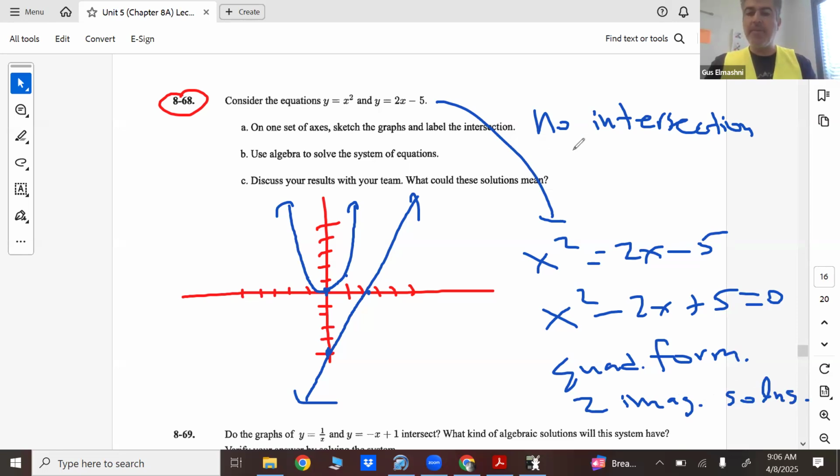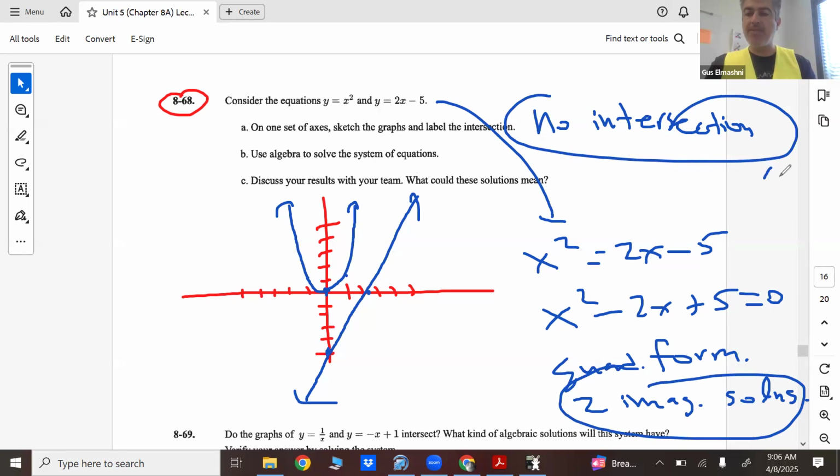But what does this mean? This means we have no intersection. You have imaginary solutions. That's the connection, guys. That's what I want you guys to see. If you have no intersection, the solutions are imaginary, just so you know. Okay. So that's what we can expect for that.